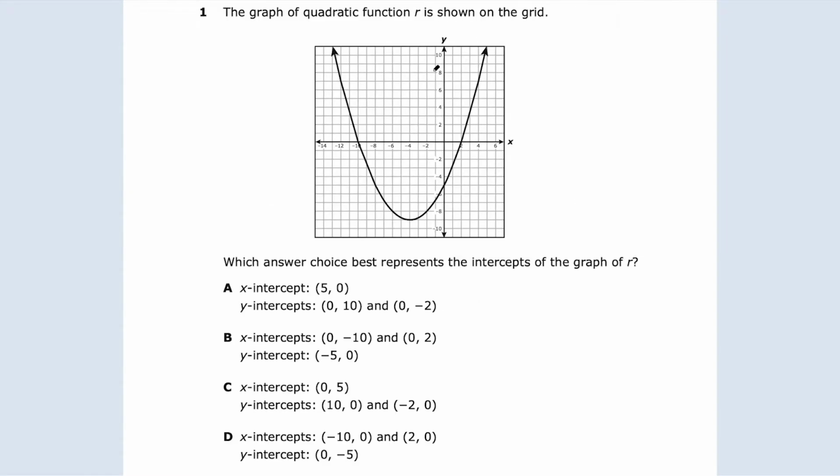Now let's get started. So first up, we have a graph of a quadratic function r. It's shown on this grid, and we want to know which answer choice best represents the intercepts of the graph of r. So we have the x and y intercepts.